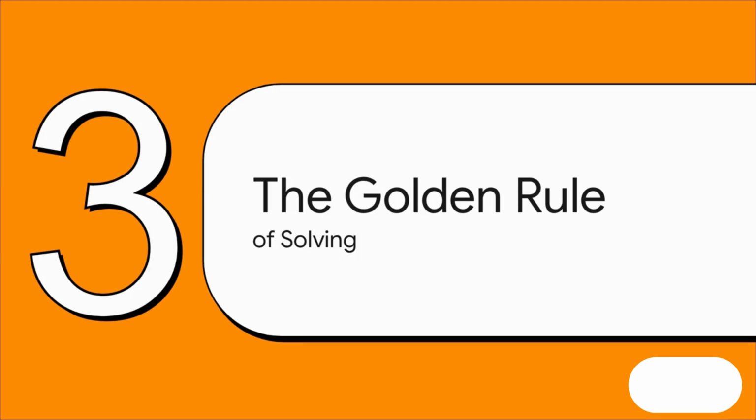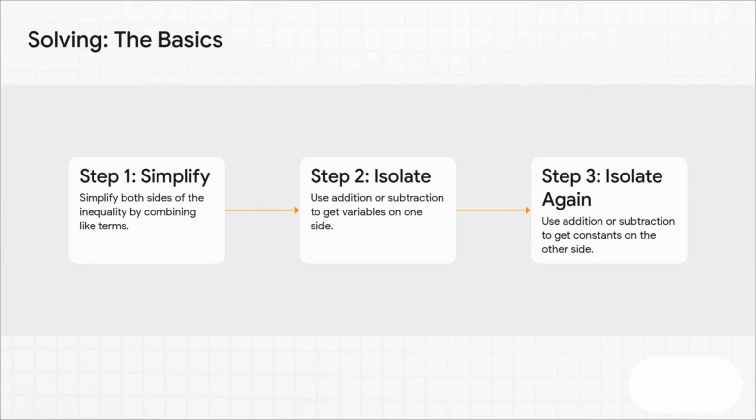All right, time for the main event. How do we actually solve these things? Well, I've got good news for you. It is almost exactly the same as solving a regular old equation that you already know how to do. Almost. There is one crucial exception. Let's call it the golden rule. See, the first few steps should look super familiar. It's the same stuff you do for any equation.